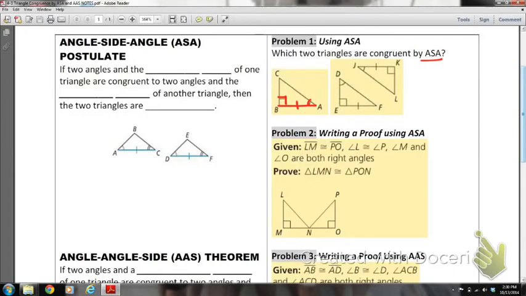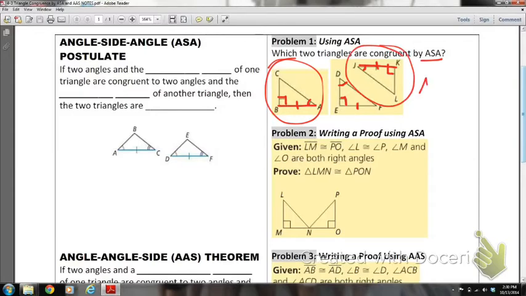The second triangle has the right angle at E and angle D marked, but the side that's marked is EF, and it's not the side in between those two angles. So it's not the correct side. Let's look at the third one. In the third triangle, angle K is the right angle, angle J is the angle that's congruent, and side JK, in between them, is also congruent. So the two that match are the first triangle and the third triangle.